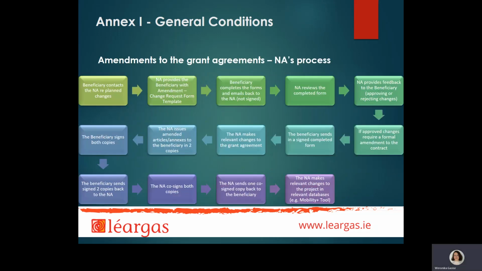It involves completion of an amendment request form by the beneficiary, its assessment and further approval or decline by the national agency. If a proposed change requires a formal amendment to the grant agreement, 2 copies of the amended articles will be issued to your legal representative, and once signed, they will be returned to us, co-signed by Léargas Executive Director, and 1 copy will be returned to you, while the other one will be kept on file in Léargas.